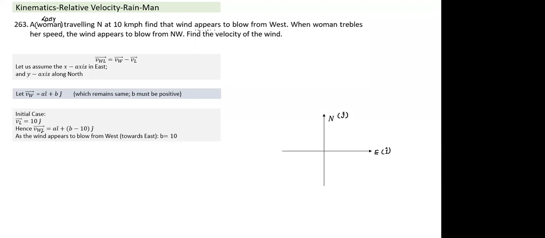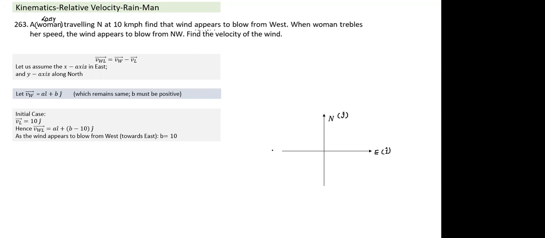So what will be the wind in the frame of reference of the lady? It is the difference of the two. It adds a negative velocity, minus 10j. So I will add minus 10j cap here. That's the equation: ai cap plus (b minus 10)j cap. Now we'll use the condition here. It appears to blow from the northwest.